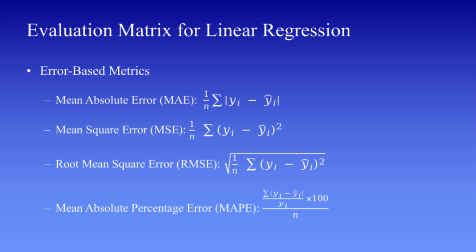Then we have root mean squared error, or RMSE. RMSE is simply the square root of MSE. The advantage is that it brings the error back to the same unit as the original data, making it easier to interpret. Finally, we have mean absolute percentage error, or MAPE. MAPE expresses the error as a percentage, which makes it very intuitive. It tells us, on average, how far off our predictions are in percentage terms.